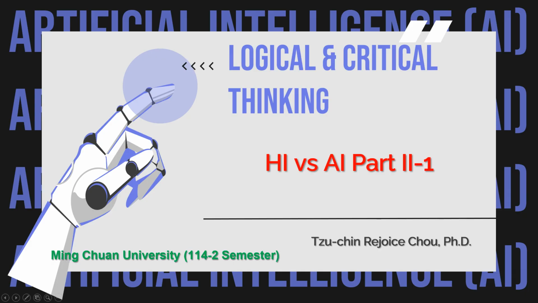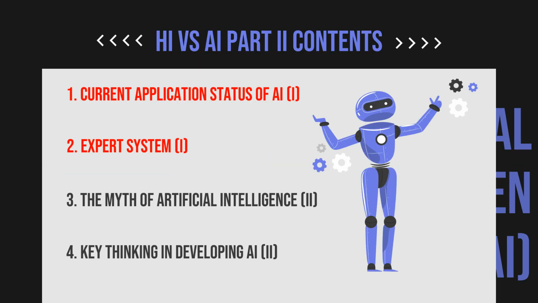So this is week 3, okay? We will talk about the HI versus AI part 2 and -1, okay? And remember, your final project is like 15 minutes, like 30 pages, okay? And we have 4 issues right here, okay? But part 2 and -1 will talk about the red color here.